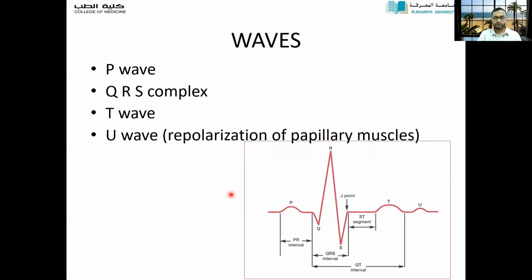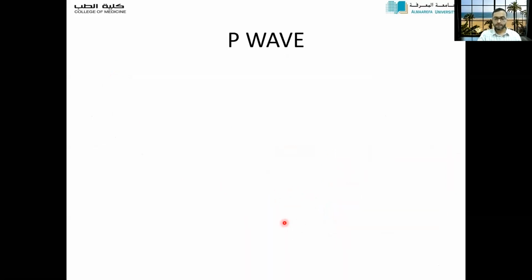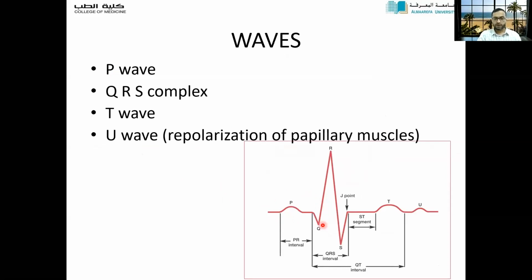So we have the P wave here. We have the QRS wave, but this is combinedly known as the QRS complex. And then we have the T wave. These are the basic waves. And you can see here the P wave, R wave, and the T wave are positive waves, and the Q and S are negative waves.